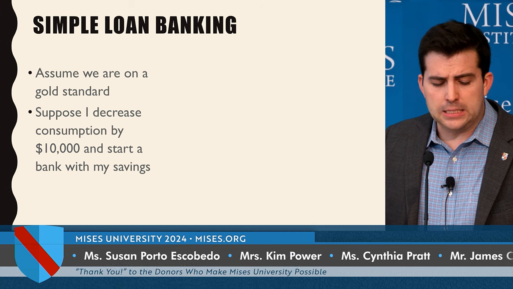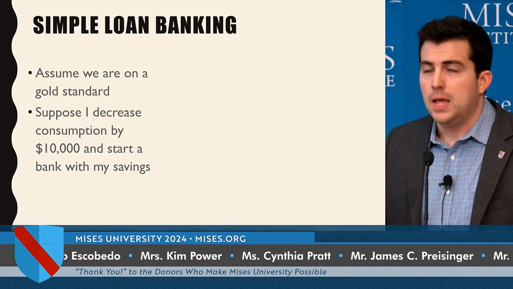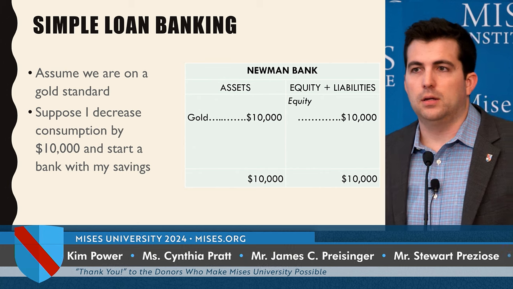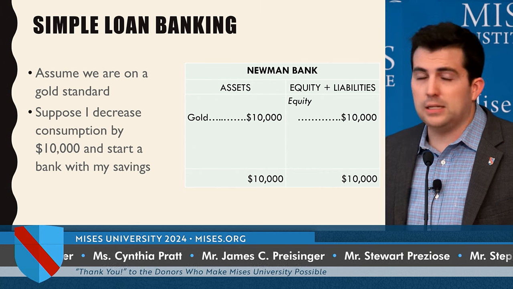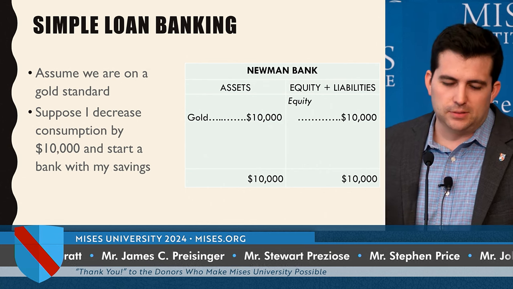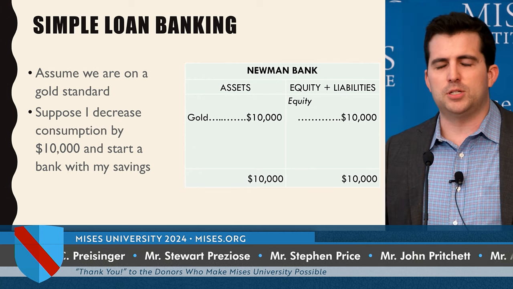I decrease my consumption by about $10,000, and I start a bank with my savings. It's called the Newman Bank. It's extremely prestigious, with high name recognition. Everyone goes, "Oh, Newman. You can trust him." So as we'll see, I'm looking out, trying to expand into the future.